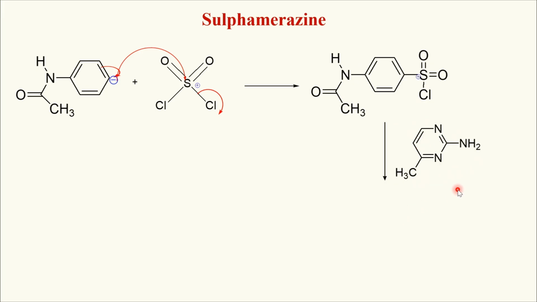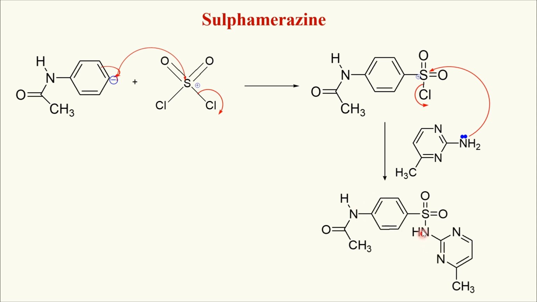This para acetamido benzene sulfonyl chloride I'll treat with 2-amino 4-methyl pyrimidine. The lone pair of electrons on the nitrogen attacks the electron deficient sulfur to maintain its valency. Chlorine gets kicked off, H plus from NH2 and Cl minus combine together and are lost as HCl, and I'll get the corresponding sulfonamide derivative.